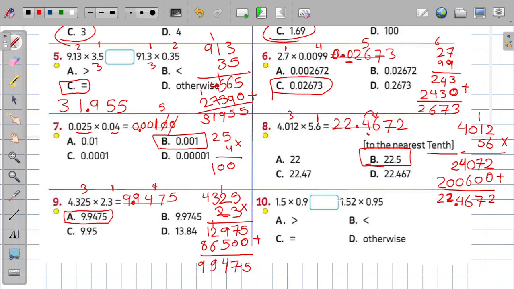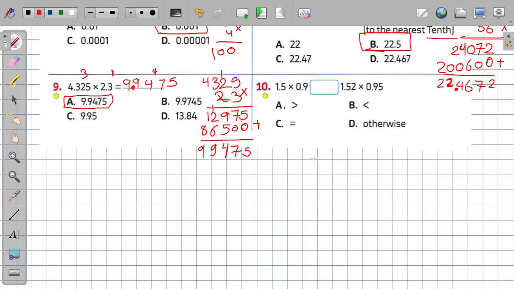The last one with us today is 1.5 by 0.9, and here I have 1.52 by 0.95. So let's try first to get the answers in the two operations. The first one here, I have 15 by 9. 9 by 5 equals 45, so I have 5 and carry 4. 9 by 1 equals 9 plus 4 equals 13, so I have 135.